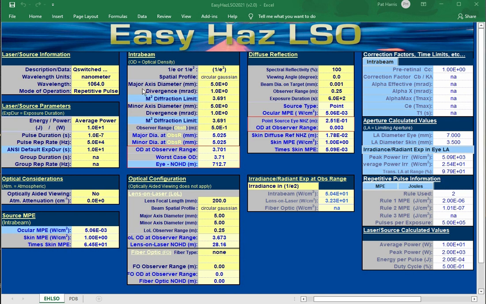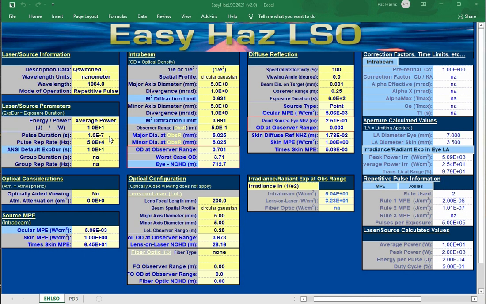So let's get started. We have a 1064 nanometer wavelength, repetitive pulse, average power is 10 watts. We have a 100 nanosecond pulse duration. Let me stop here and point something out. If you don't know what the pulse duration is, don't worry about it. Q-switch lasers run in the nanosecond range.